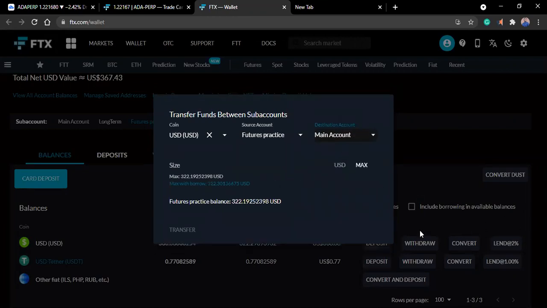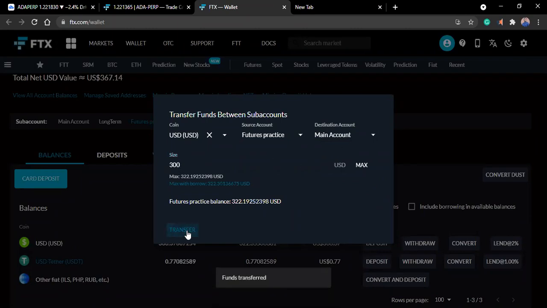So I have 322 free collateral. As you can see, this is the maximum amount I can use. Even though my total collateral is 370, I can only move 322. Why? I have opened trades of close to $40 risk. So let's say, to be on the safe side, I'm not using the other excess money in my account, so I don't need it. So let's move $300. So I'm moving $300 out of this account into my main account.